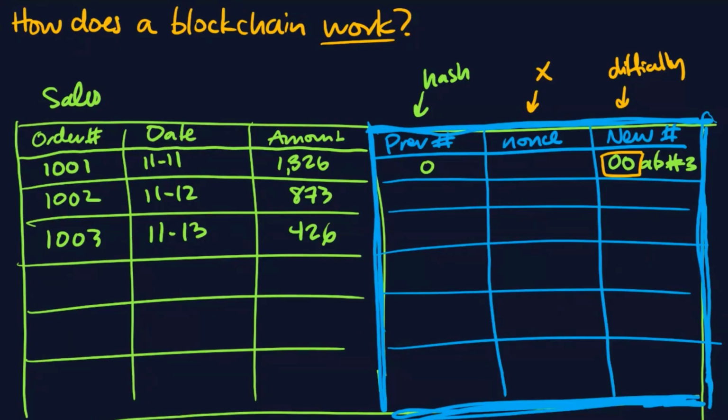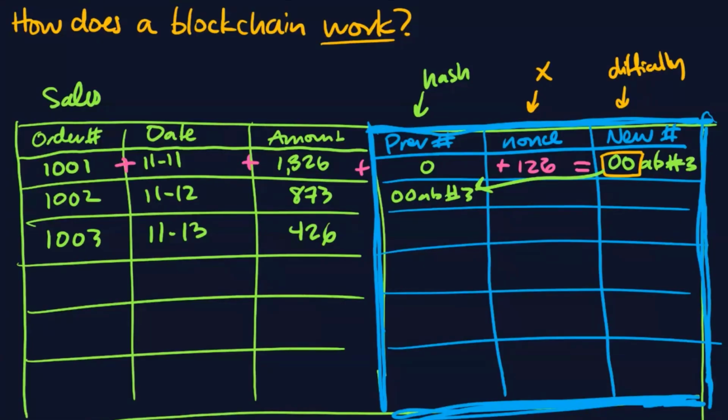In this case, the x might be 126. So this value plus that, plus that, plus that, plus that equals this new hash value, if you want to think of it that way. Now I go to my next record, 1002. I've got a date, the amount. The previous hash, in this case, was 00AB hashtag 3. I pull that number down from here.